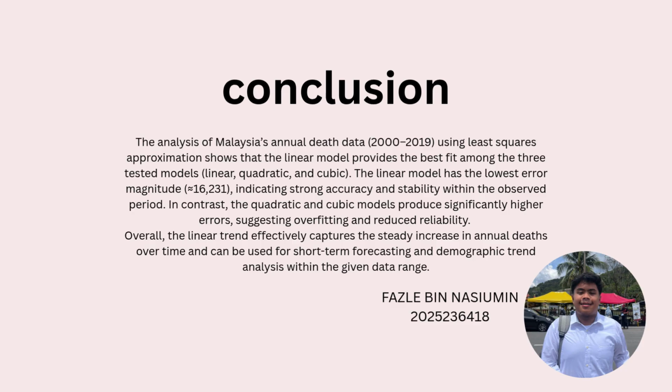The cubic model is able to fit the data very closely due to its flexibility. However, a more complex model does not always guarantee the best representation because it may lead to overfitting. Based on the comparison of all three models, we found that the quadratic model gives the best approximation for this dataset. This is because the quadratic model produces a smaller error magnitude while maintaining a smooth and realistic trend.